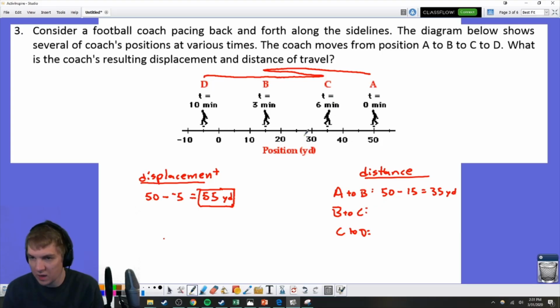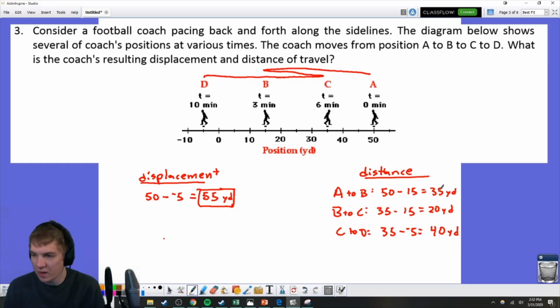Then you went from B to C. So we can say that he went from 35 minus 15. Again, I know this is 35 because it's right in between 30 and 40, and this is 15 because it's right in between 10 and 20. So 35 minus 15 gives us 20 yards. And then he went from C all the way to D. So he went from 35 minus negative 5. And again, like before, when we subtract a negative, we have to add it. So that's 40 yards.